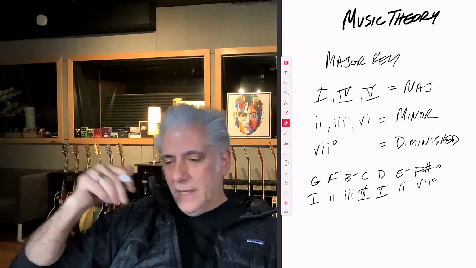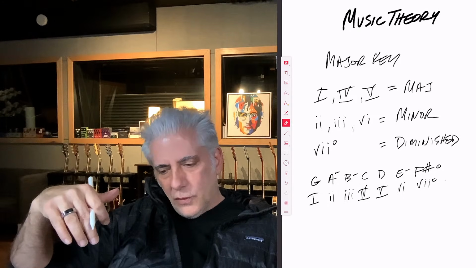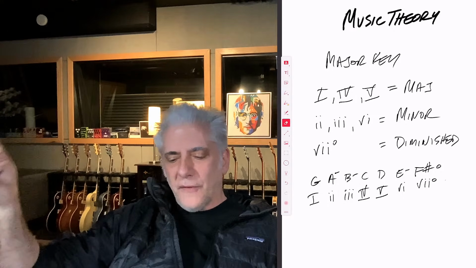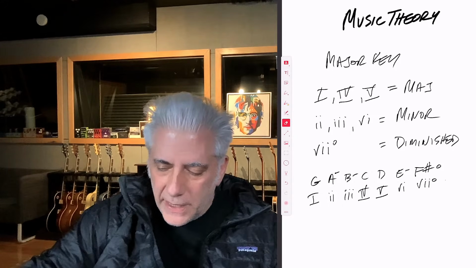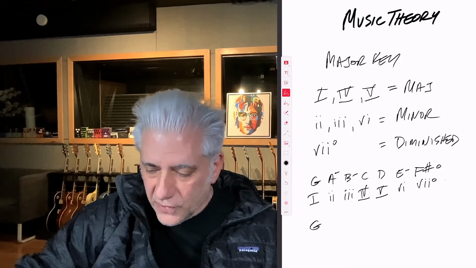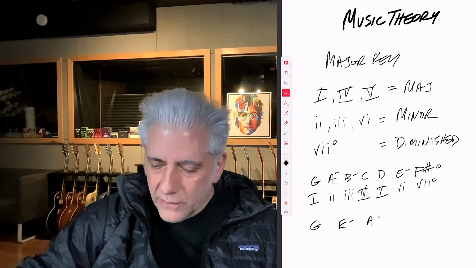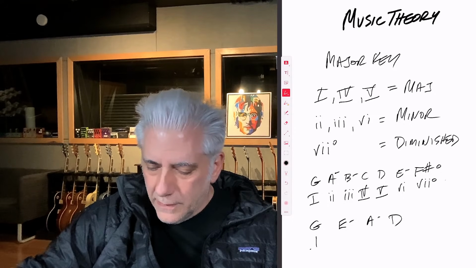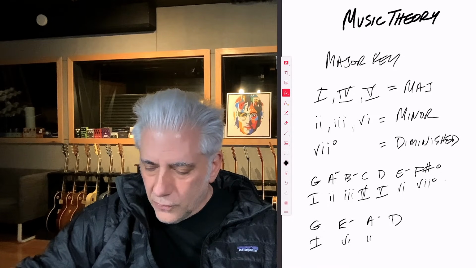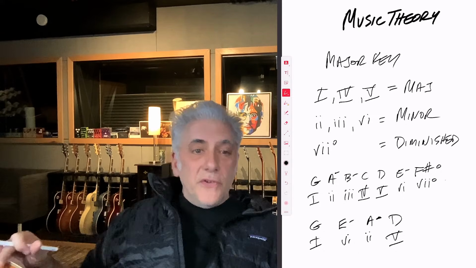1, 4, 5. Or if you start getting to more complex chord progressions, you can go 1, 6, 2, 5. If it was 1, 6, 2, 5, it'd be G major, 1, to 6, E minor. The 2 chord is A minor, to the 5 chord D major. 1, 6, 2, 5. This is how people in Nashville learn how to play songs.